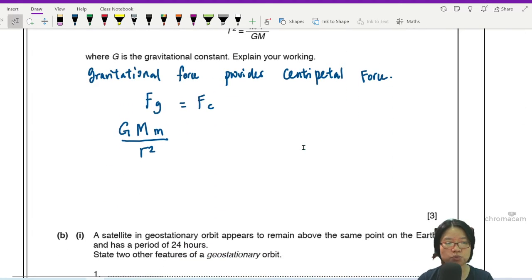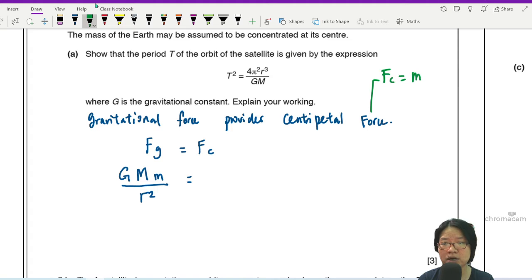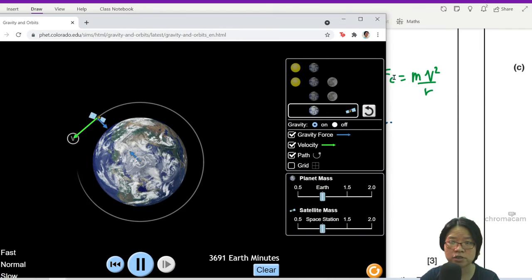And then we are going to put in the equation for centripetal force. When it comes to centripetal force, you have two equations. The first equation that you can use is centripetal force equals mv squared over r, where v is the tangential speed of the satellite. So this value of v is this v.